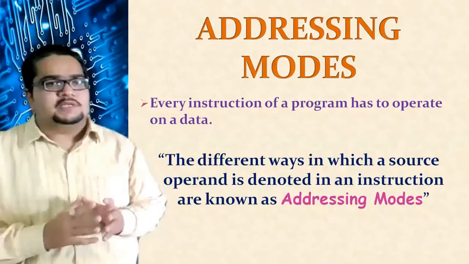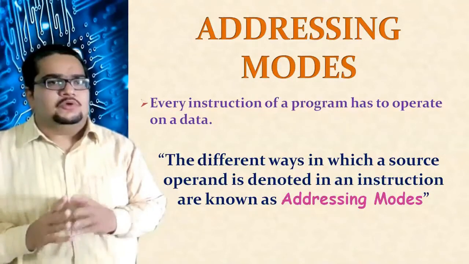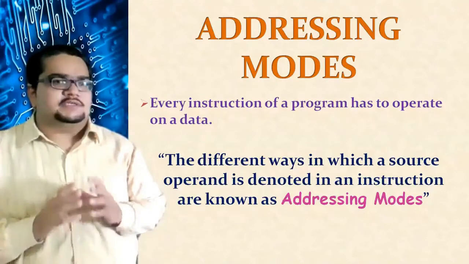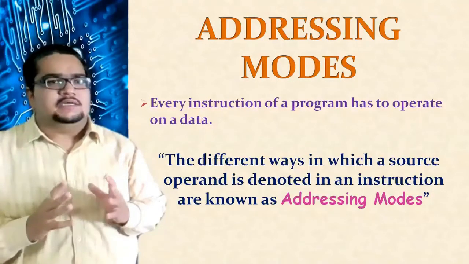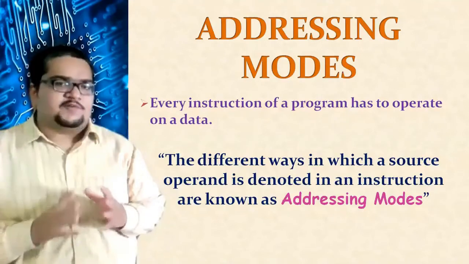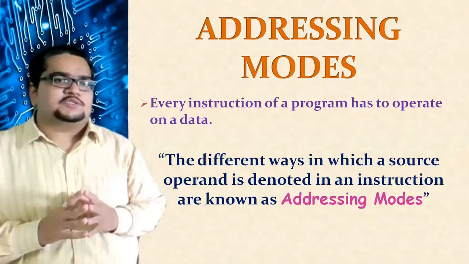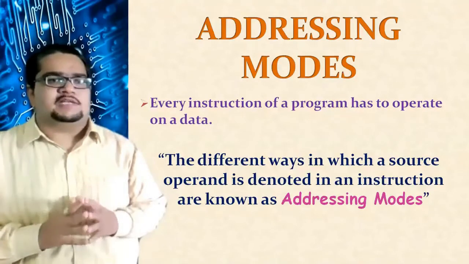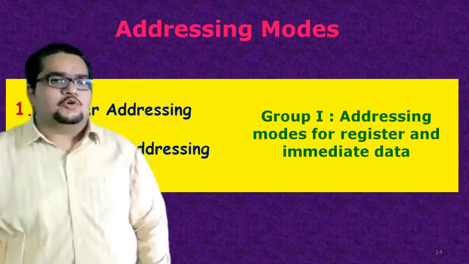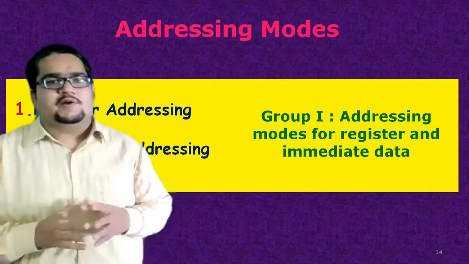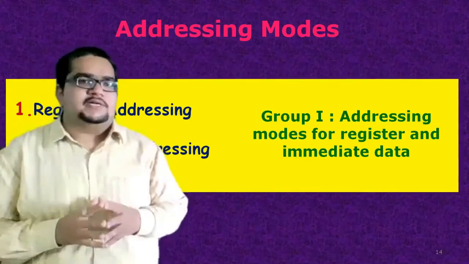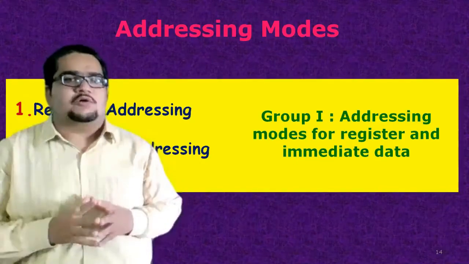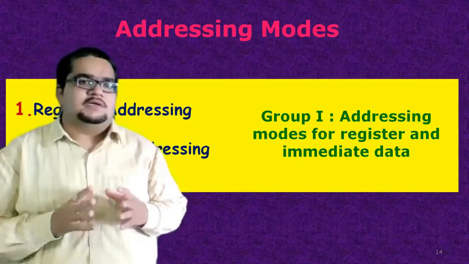Like I said, operation, operand 1, operand 2. Operand 1 is the destination operand, and operand 2 is the source operand. So the way in which your source operand is referred to in the instruction, those different ways are called different addressing modes. They are actually grouped. All the different addressing modes of 8086 assembly language programming are maintained in 6 different groups. We will be checking out the 6 groups one by one.